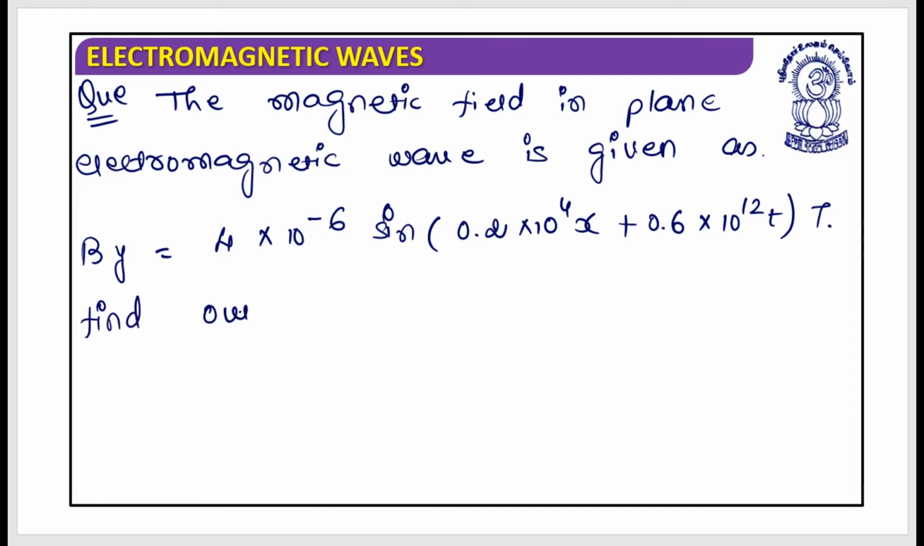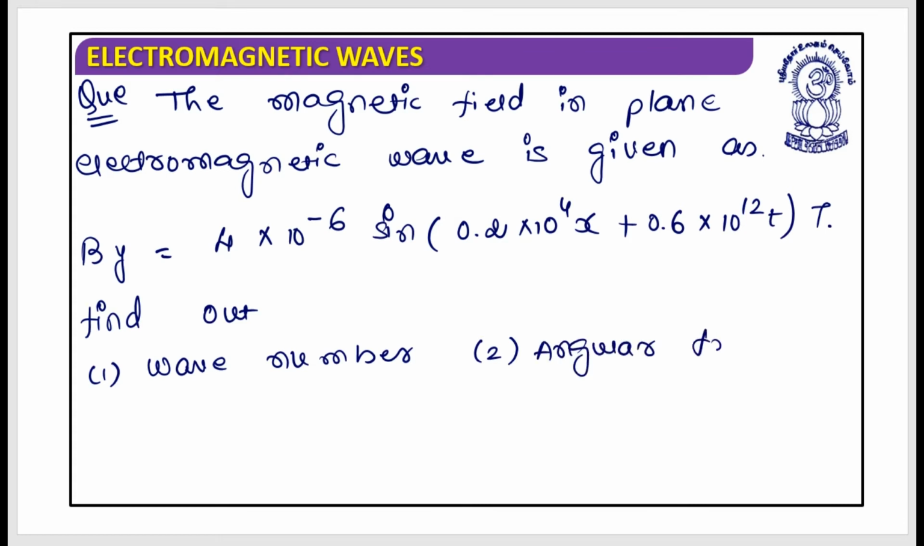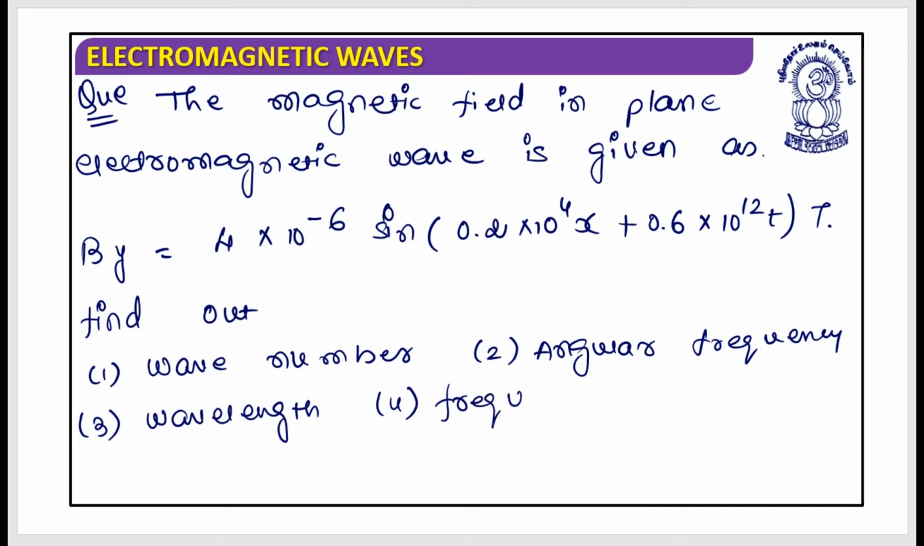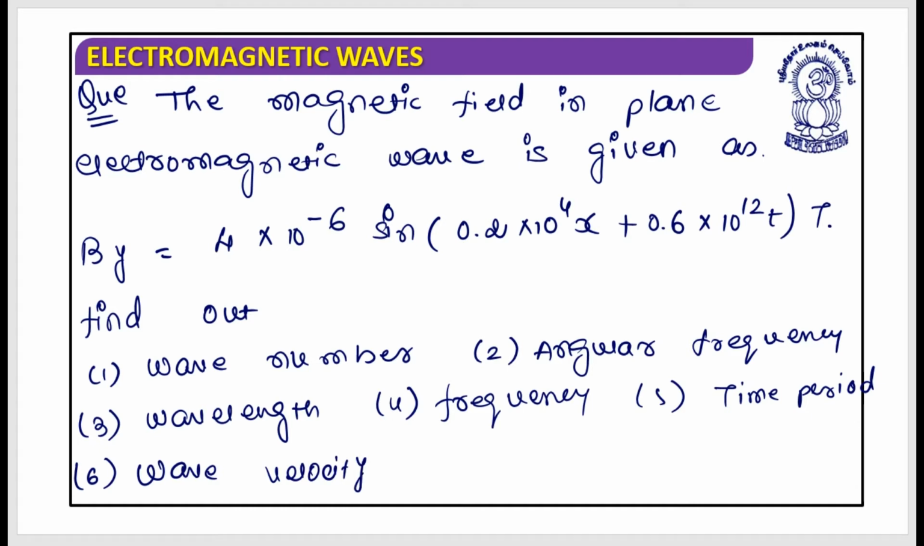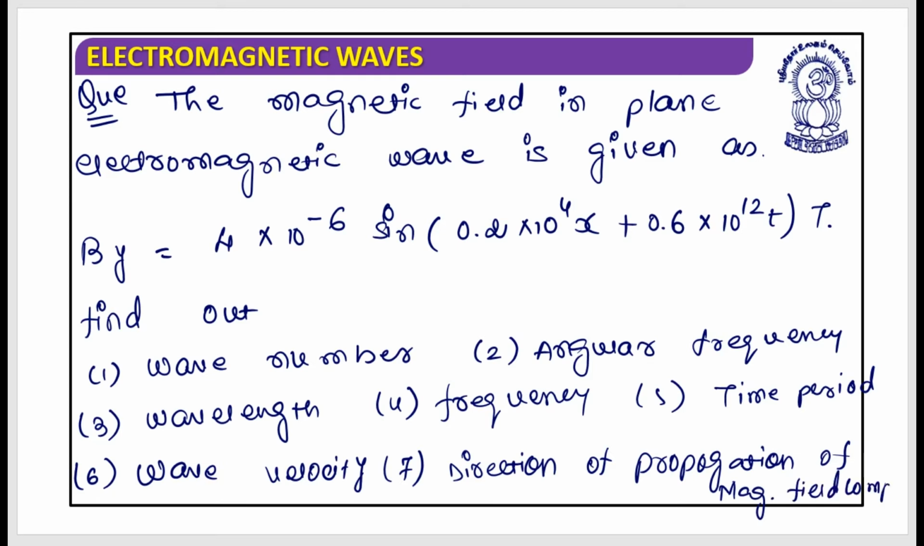Find out first the wave number, second the angular frequency, next the wavelength, next the frequency, next the time period, next the wave velocity, yes, and next the direction of propagation of the magnetic field component. Yes, I want all this. So start doing it quickly.